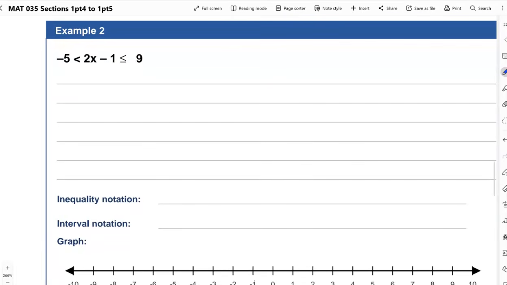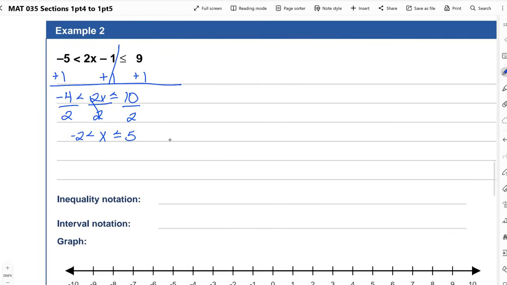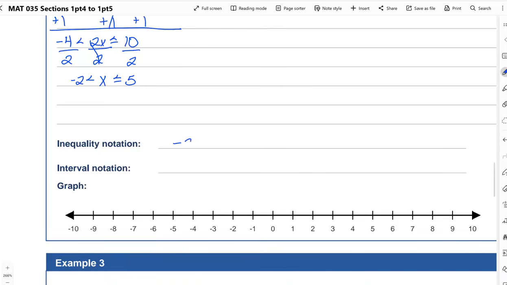Okay, the next one's going to work the same way. We have negative 5 is less than 2x minus 1, which is less than or equal to 9. Starting in the middle, we're going to add 1 in the middle, which means I'm going to add it to the left and to the right. So I'm going to have negative 4 is less than 2x, is less than or equal to 10. And then we're going to divide everything by 2. So I'm going to get negative 2 is less than x is less than or equal to 5. So there's my inequality notation.